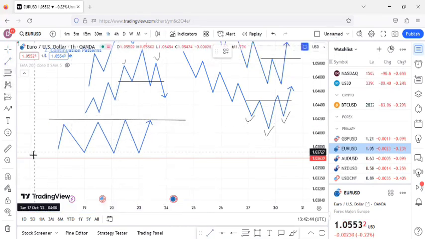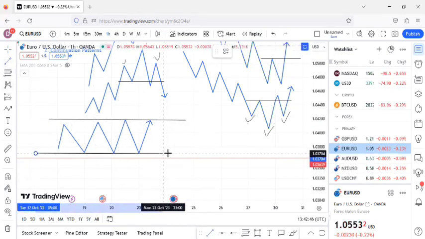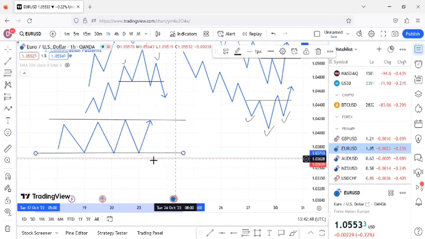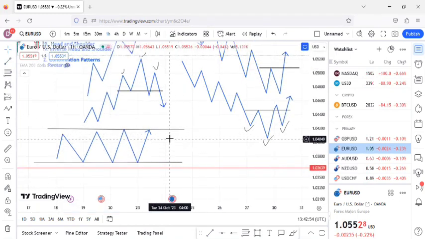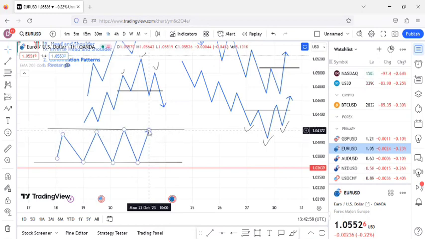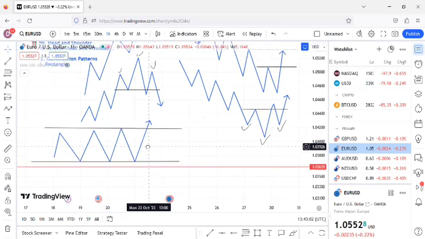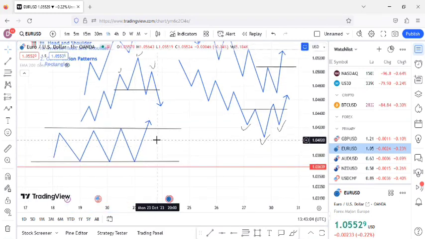Here you have another line. Then how do you trade this? You trade this when there is a breakout of either of these two. That is why we call it a continuation.